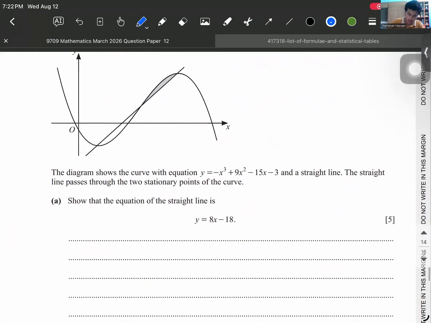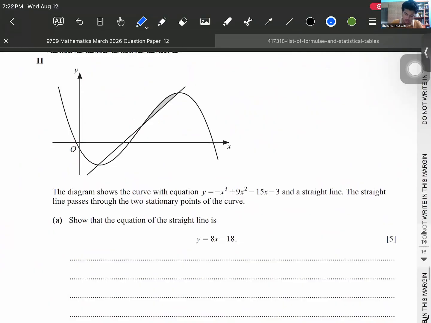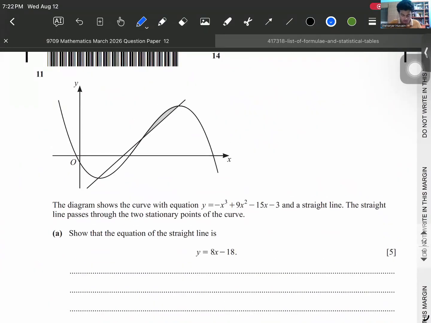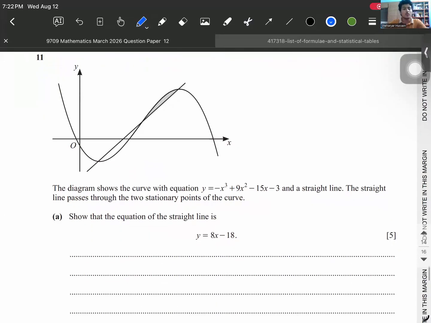Okay, question number 11 says the diagram shows the curve with equation this and a straight line. The straight line passes through the stationary points. Show that the equation of the straight line is this.